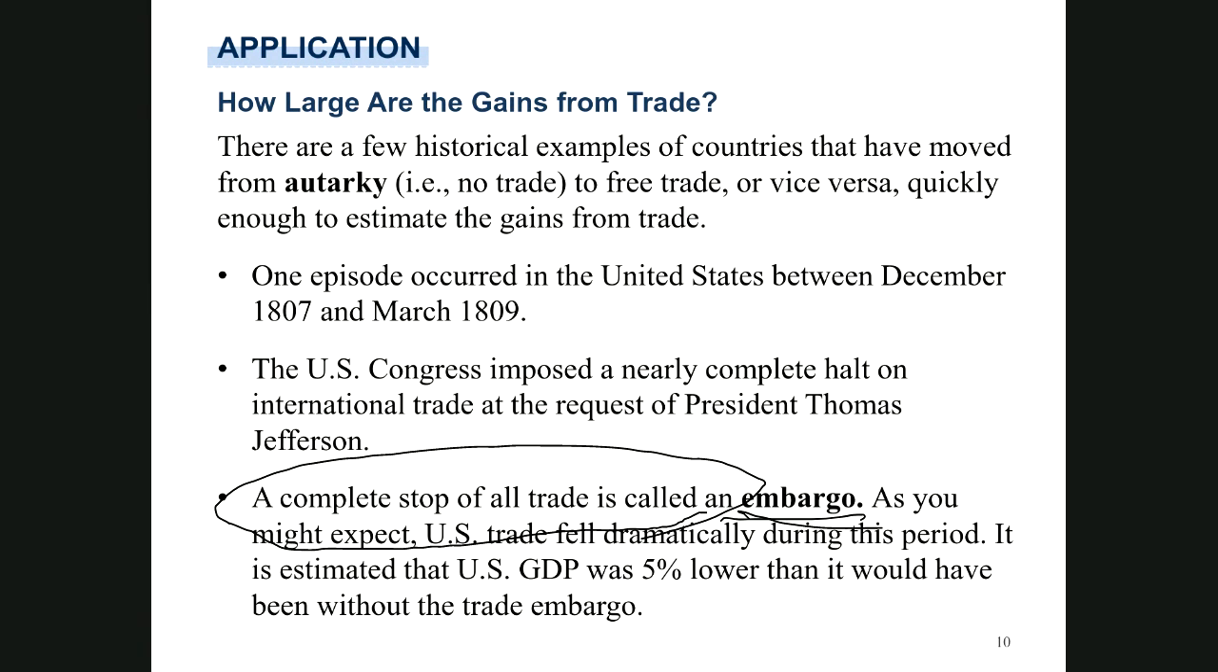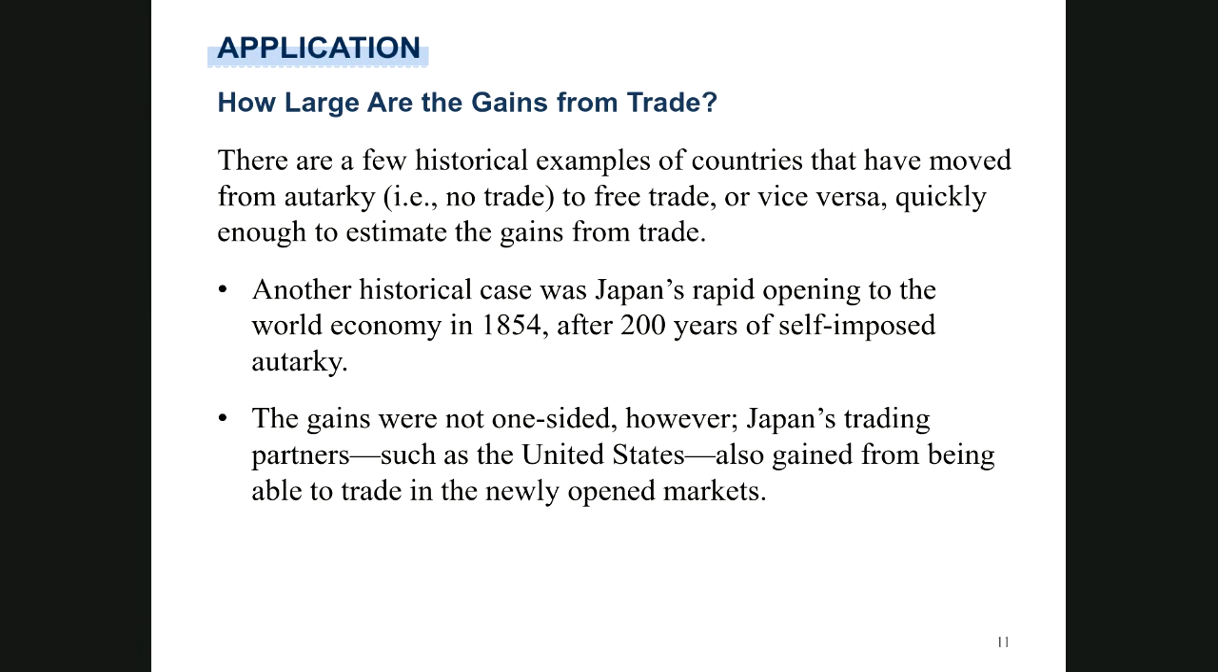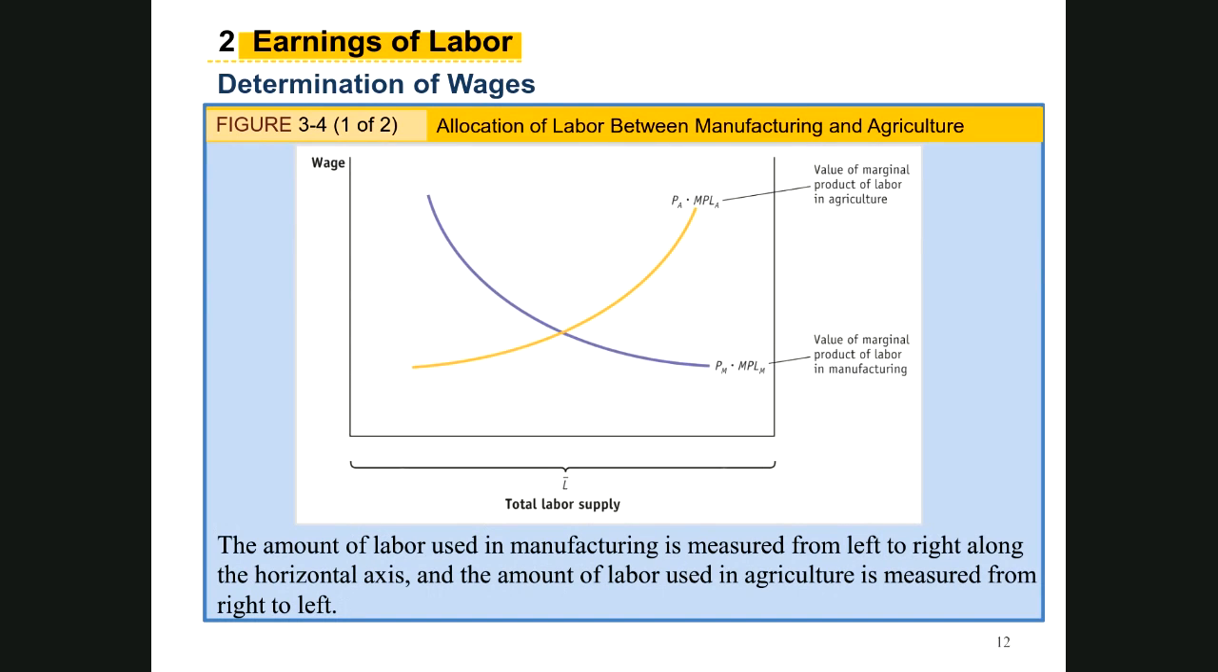Okay, so let's move on to the second part of this chapter, the determinants of the wage. If you first see this diagram, you might feel a little confused, but this is actually just a combination of two diagrams with one side flipped. Think about that. You are in a country, and now you have two industries. The wage is equal to the price of the goods times the marginal product of labor in the industry. Why? Think about it.